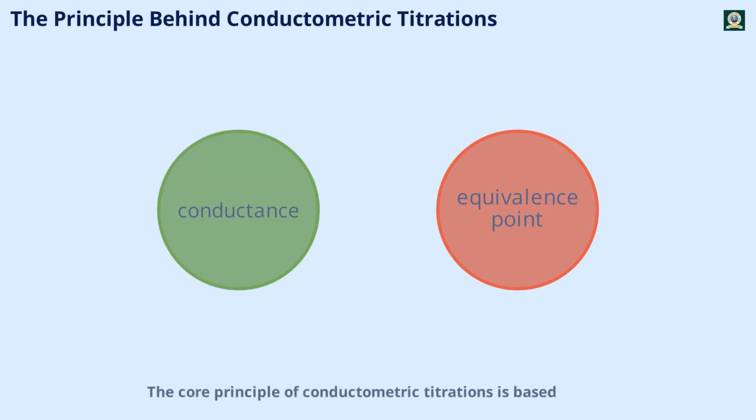The core principle of conductometric titrations is based on the variation of conductance during a chemical reaction. Conductance depends on the number and mobility of ions present in the solution. As the titration progresses, ions with different mobilities replace each other, causing measurable changes in conductivity. At the equivalence point, there's a sharp change in the conductivity, making it easy to determine the endpoint accurately. This principle is what makes conductometric titrations both reliable and versatile for a wide range of chemical analyses.